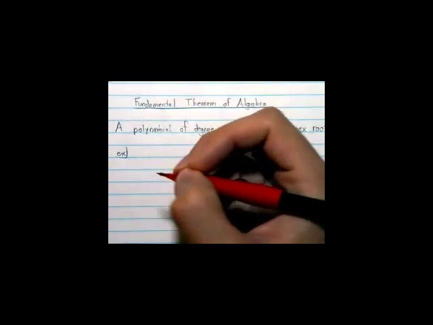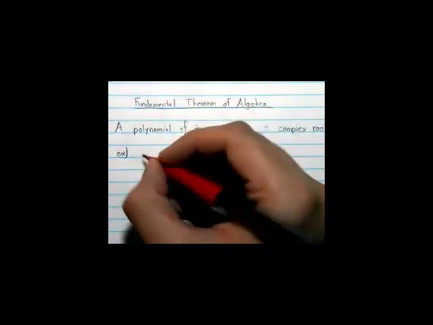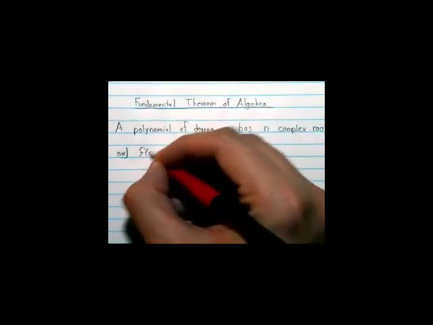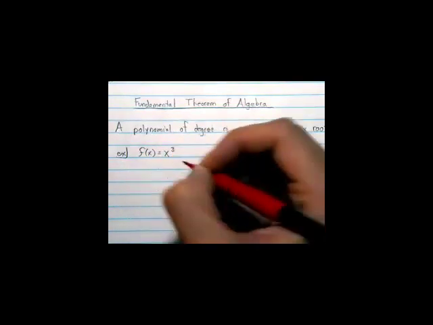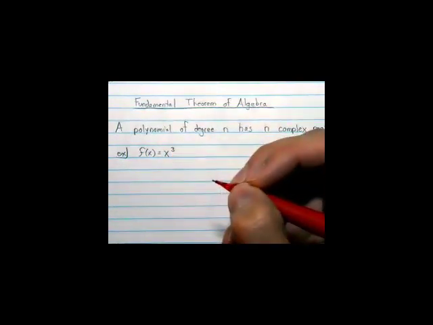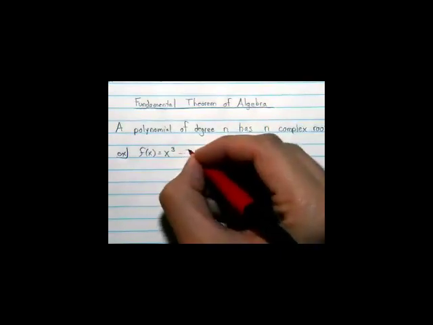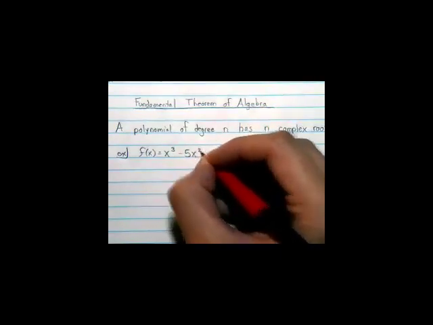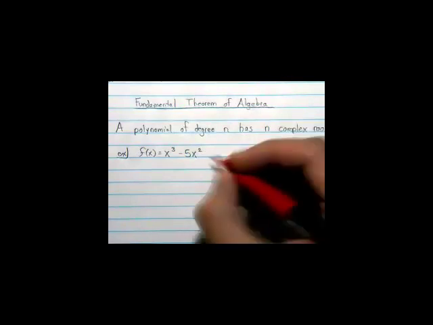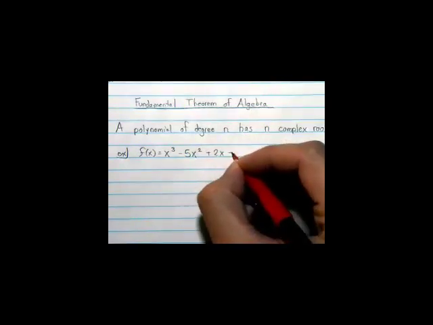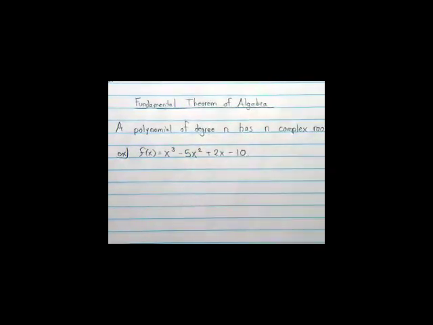Let's say we've got x to the third minus 5x squared plus 2x minus 10.